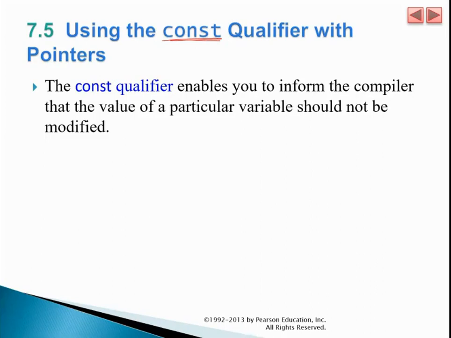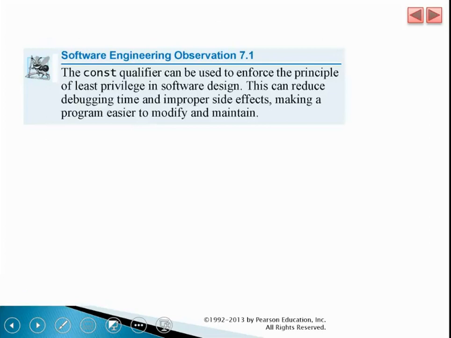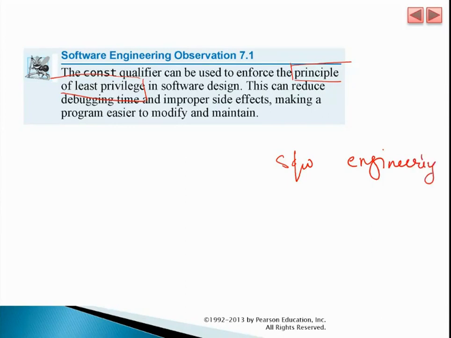So now this constant qualifier enables you to inform the compiler that the value of a particular variable should not be modified. In general, this is doing this, right? So the constant qualifier is used to enforce the principle of least privilege. Now this is a very important concept of software engineering. Okay, principle of least privilege. So when you learn the software engineering subject, you will learn that whenever we are developing any software, we have to maintain this principle.